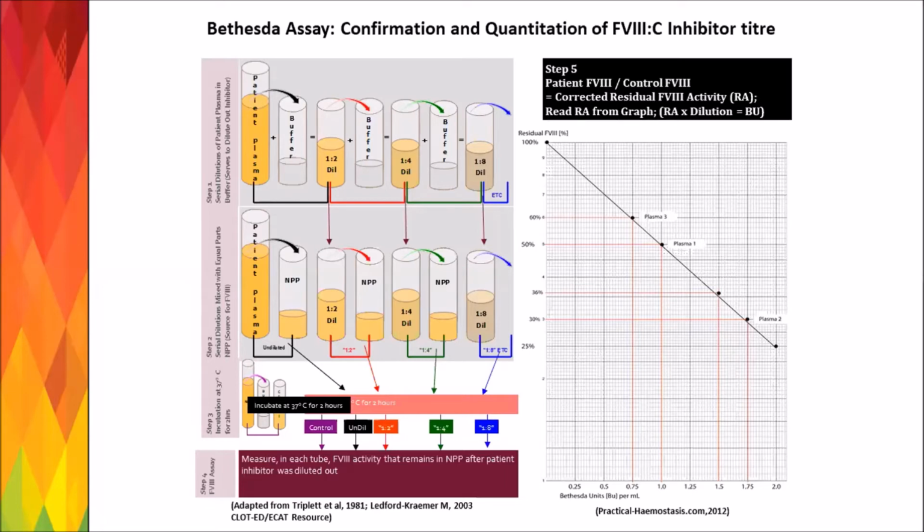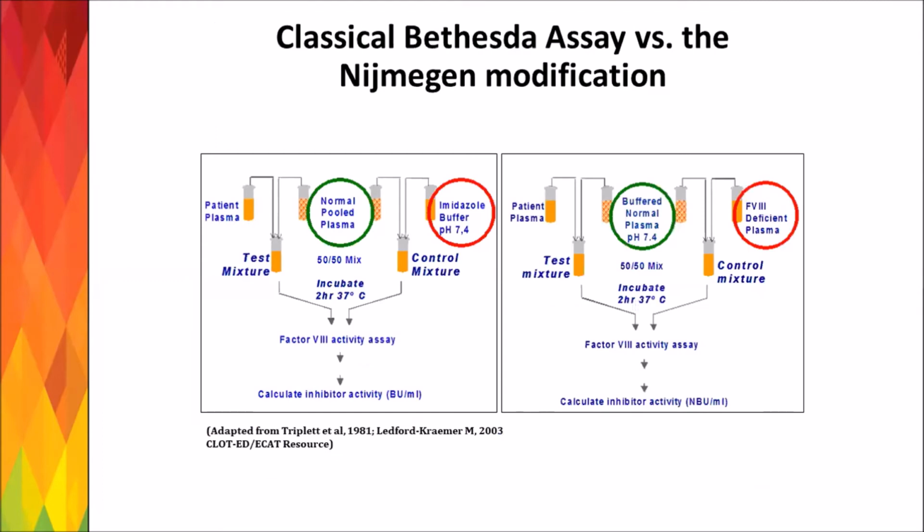This is how the analysis, the interpretation and the report are given. Sometimes when the values come in between, you need to graph it out to give the exact titer to the patient. Now, what I said, the protocol was about the classical Bethesda assay. However, now it is the Nijmegen modification which has come into place, which is very important.